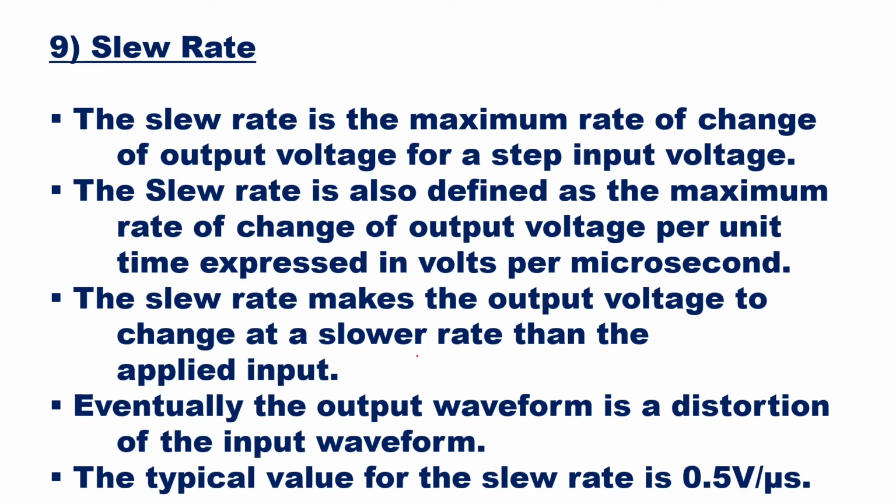The slew rate makes the output voltage change at a slower rate than the applied input. Eventually, the output waveform is a distortion of the input waveform. The typical value for the slew rate is 0.5 volt per microsecond.